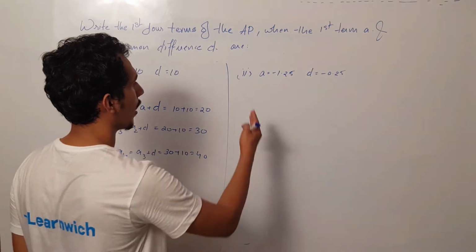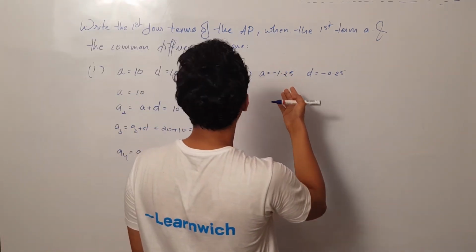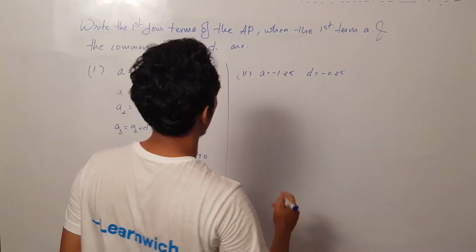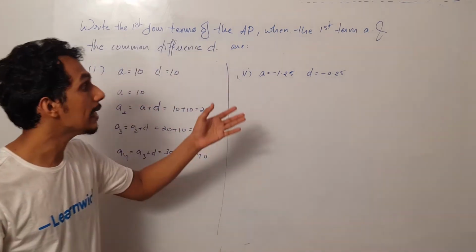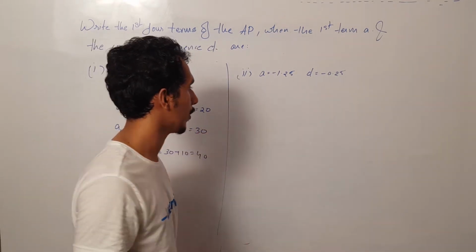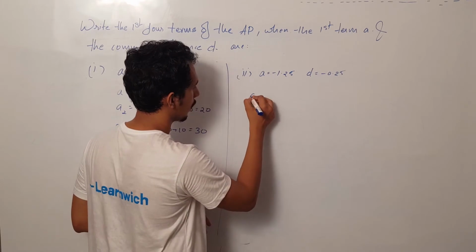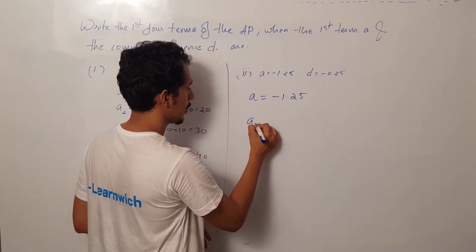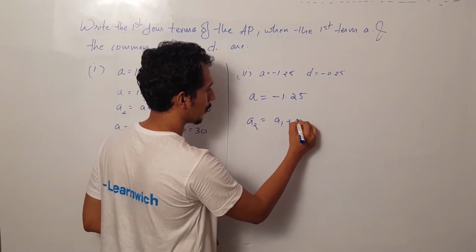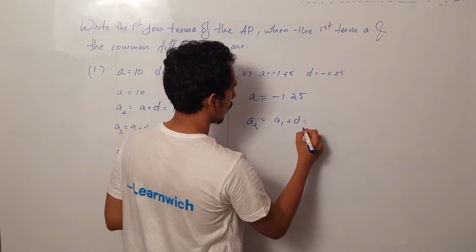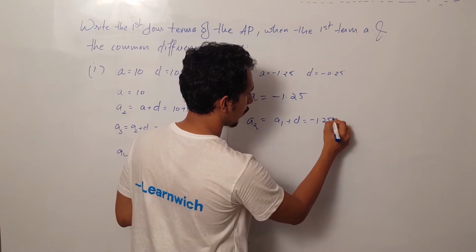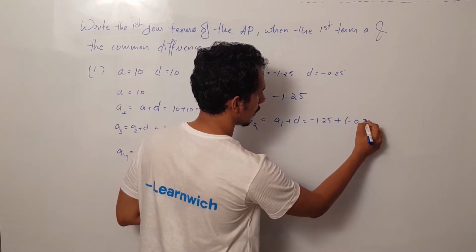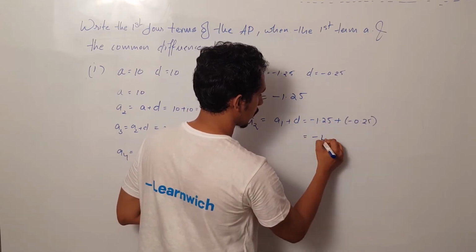Okay. Next, here you have a is equal to minus 1.25 and d is equal to minus 0.25. First four terms is asked. So the first term a is minus 1.25, no doubt. Second term a2 is equal to a1 plus d, which is minus 1.25 plus minus 0.25. The answer is minus 1.50.